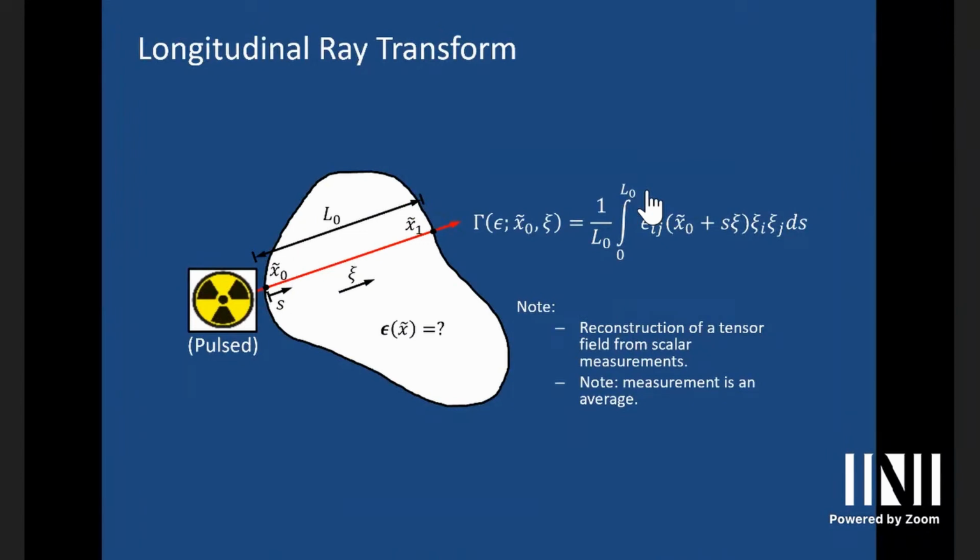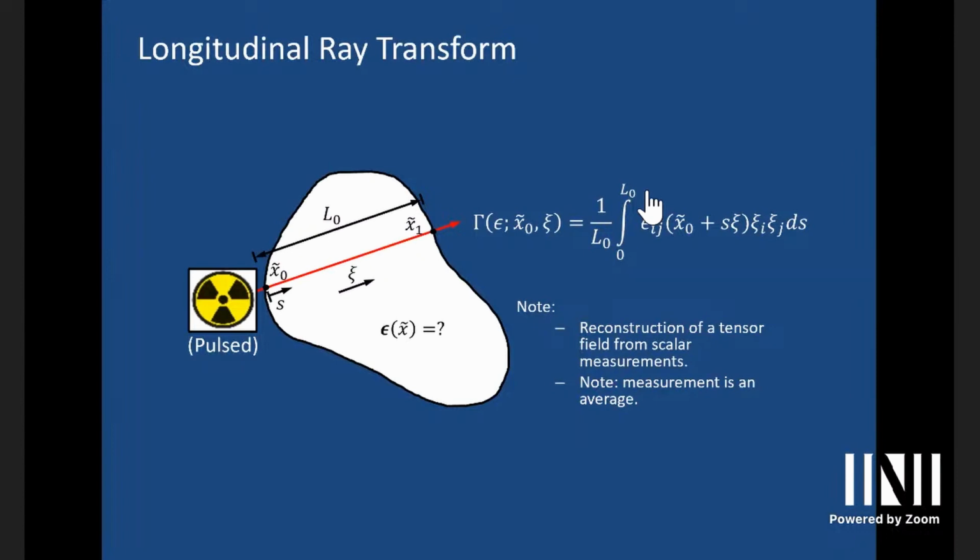As we've probably seen in a few different talks so far in the program, it's a longitudinal ray transform. So we're going from a tensor, in our case a rank 2 tensor field, and we're looking at a component of that, back to a scalar. So we're doing a scalar measurement of the tensor field along rays. The component we're looking at is the normal component in the direction of the ray that we're passing through.